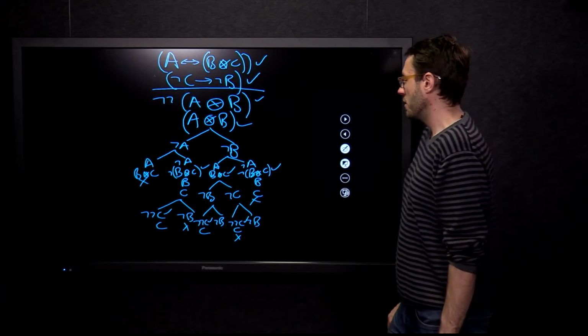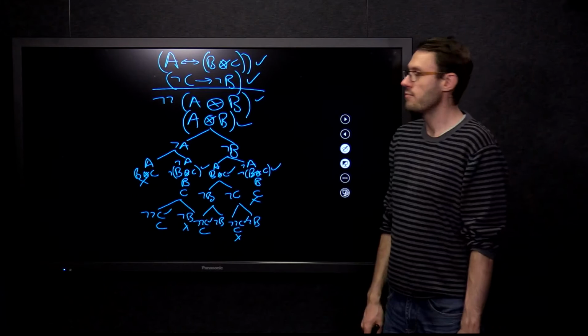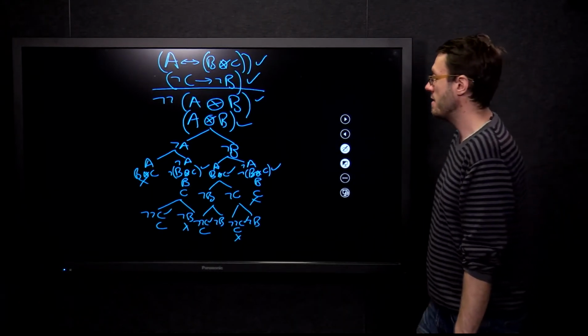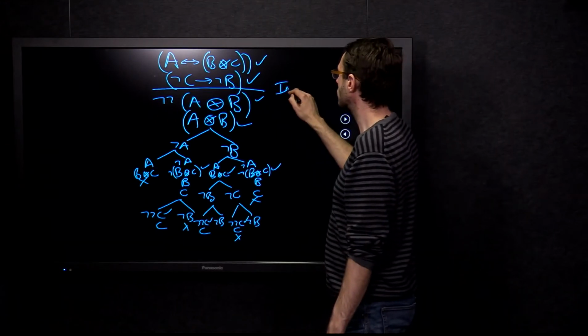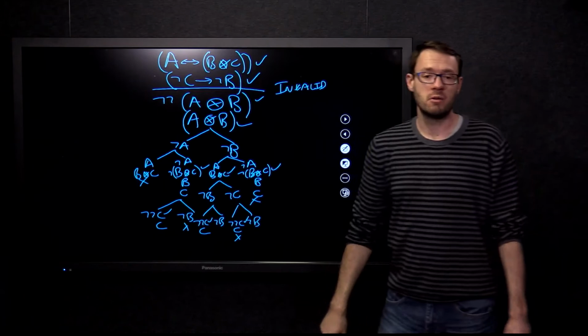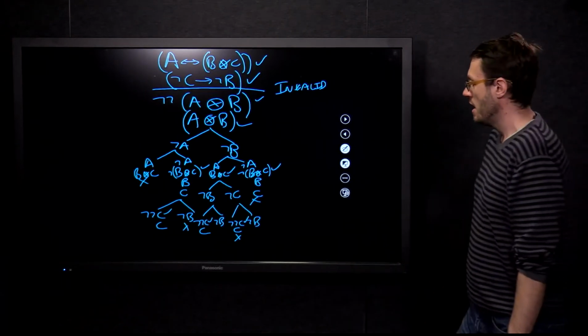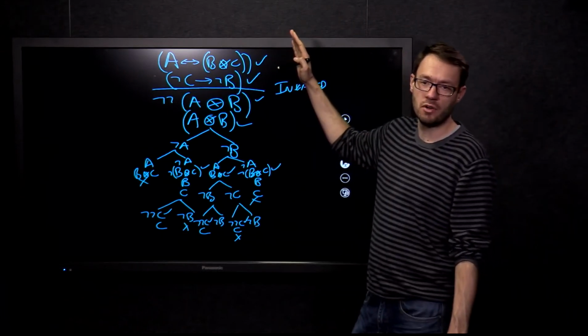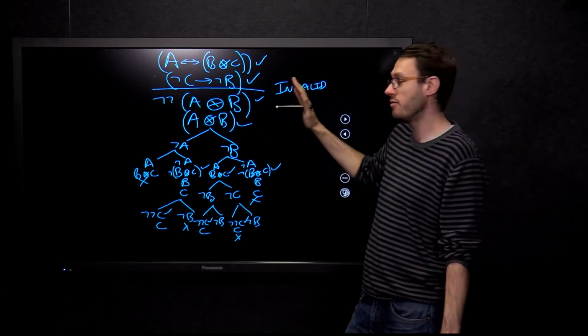But nothing else closes, and because nothing else closes, the tree is complete and there's at least one branch open, so I know that the argument is invalid. Now what I want to do is read a counterexample off the argument. In order to read a counterexample, I pick one of these open branches and I read the values for the basic propositions and their negations off of that branch.